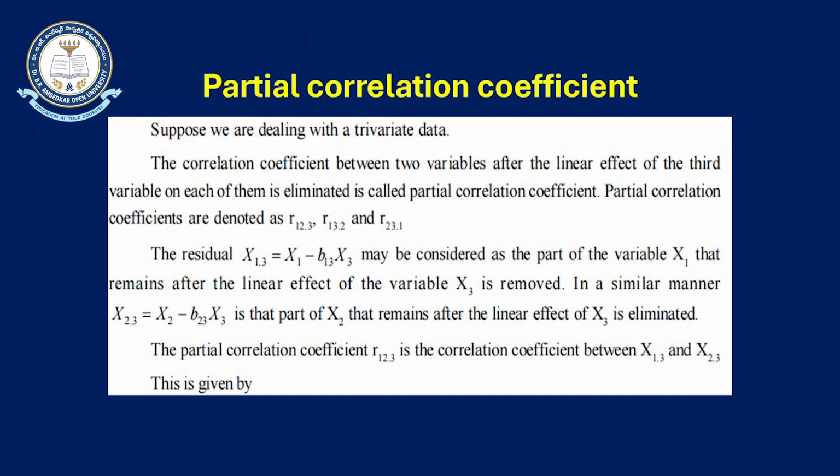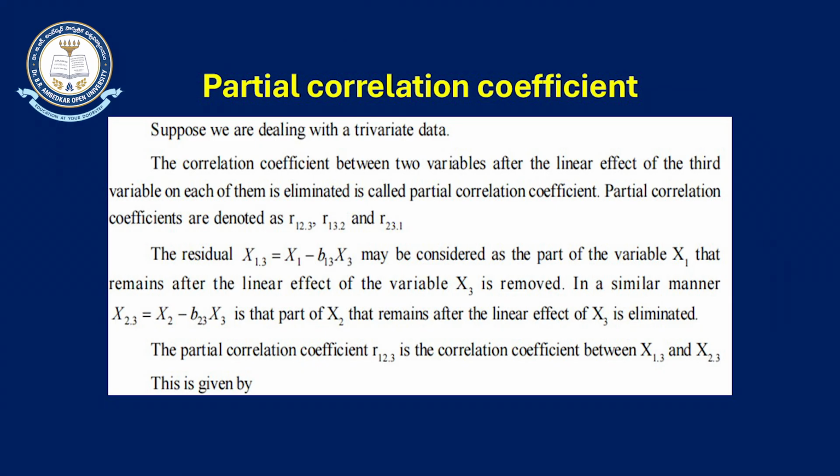Next, the partial correlation coefficient. When dealing with trivariate data, the correlation coefficient between two variables after the linear effect of the third variable on each of them is eliminated is called the partial correlation coefficient. Partial correlation coefficients are denoted as R12.3, R13.2 and R23.1, like that.